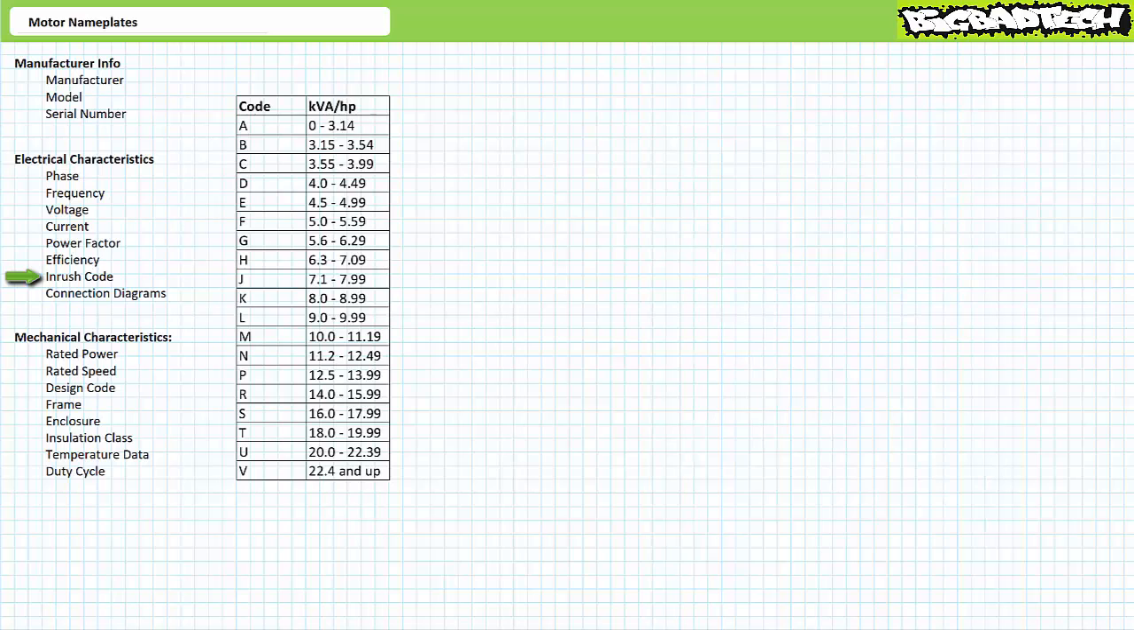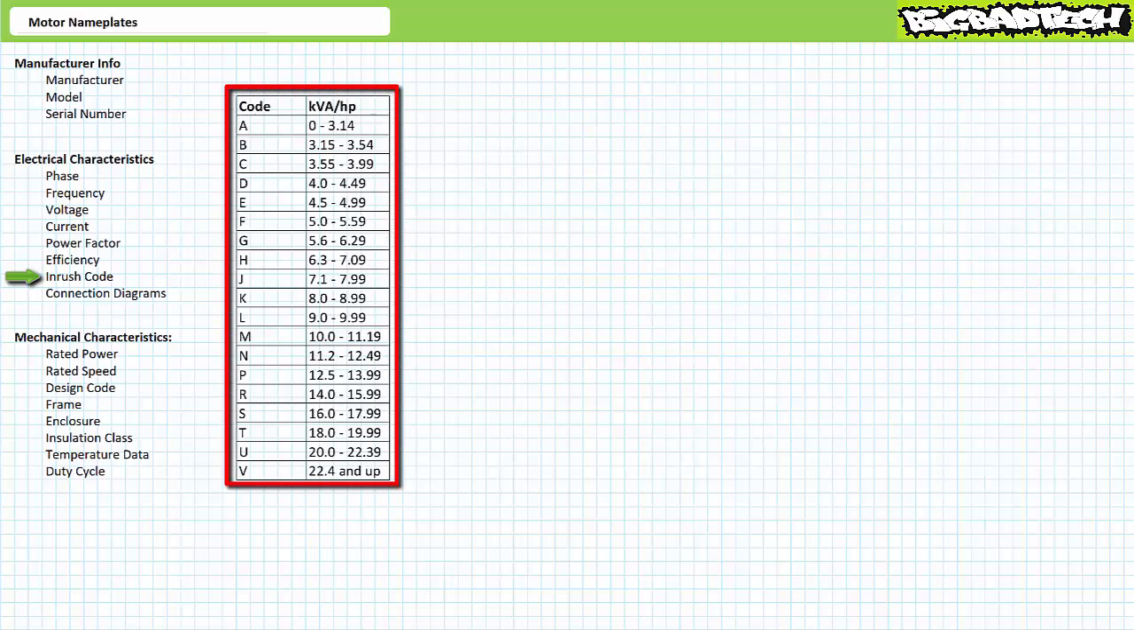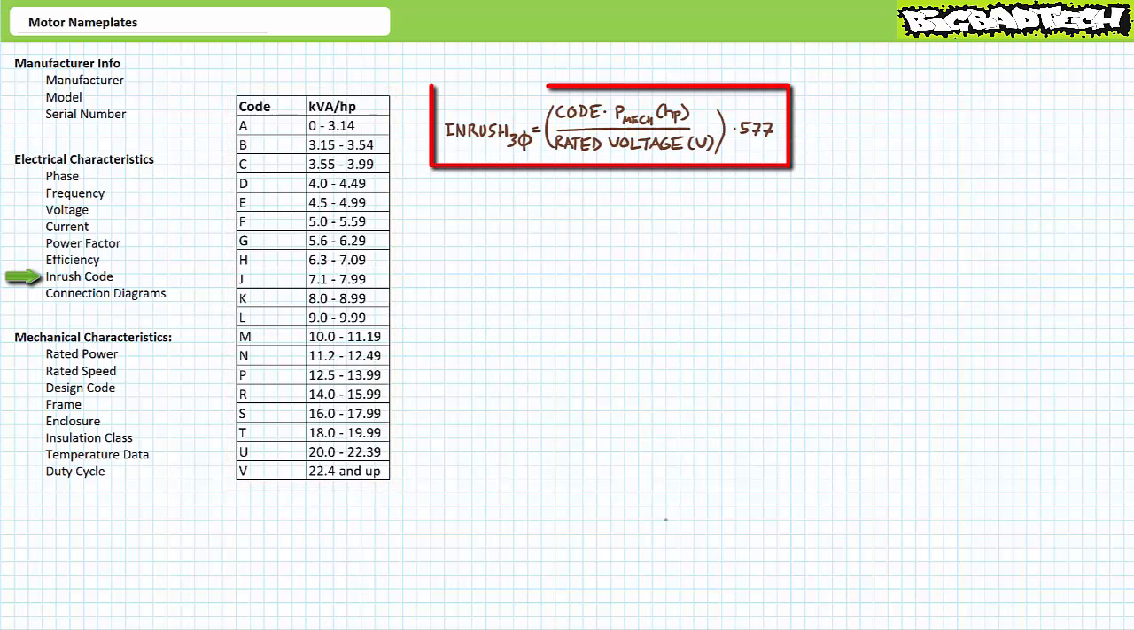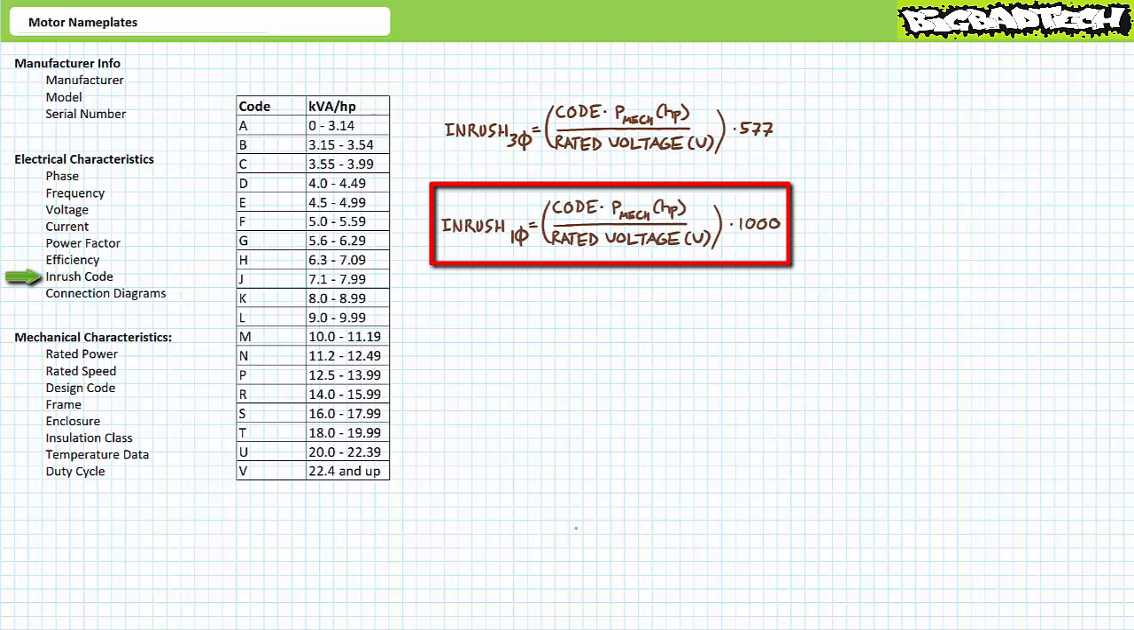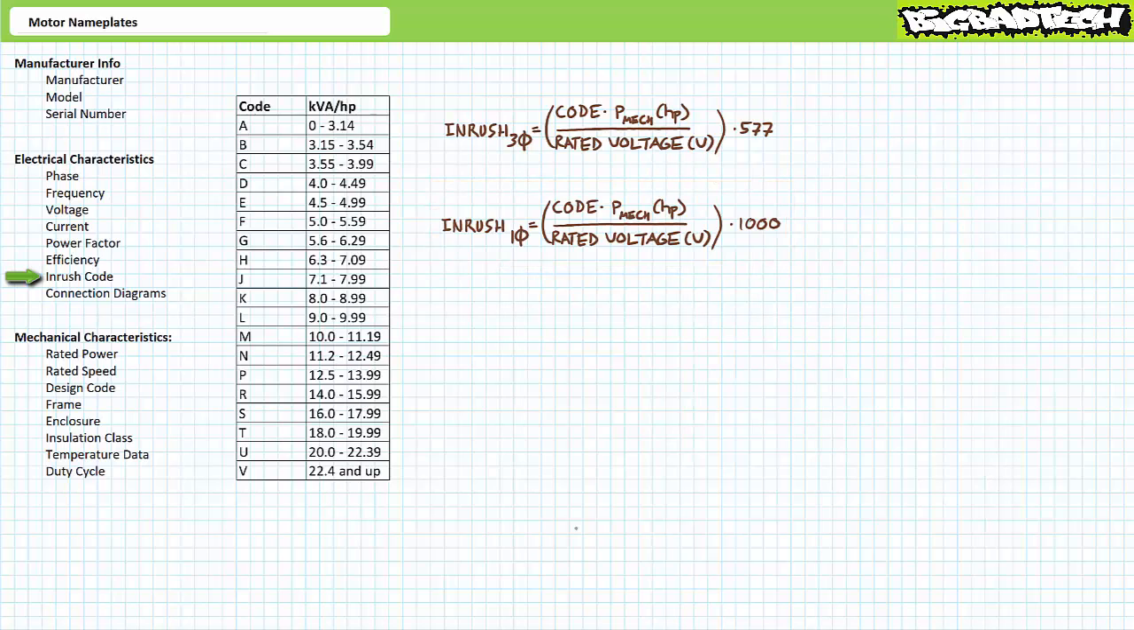Each letter in the inrush code refers to a range of constants in a kilovolt amperes per horsepower chart. You can estimate inrush current by using the constant in this calculation, where inrush for a three-phase AC motor is equal to the value of the code times the mechanical power in units of horsepower divided by the rated voltage times 577. If this is a single-phase AC motor, the 577 is replaced by the constant 1000. Notice there's no I, O, or Q code, and it stops at V.